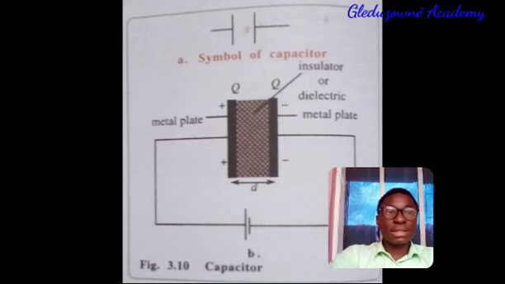Now this diagram we have of the capacitor here, we have the symbolic representation, and then we have the pictorial view. In this pictorial view, I want you to notice the metal plates.